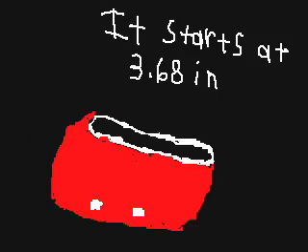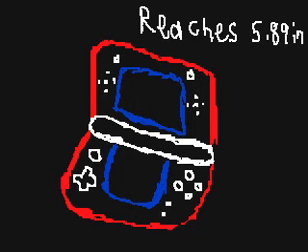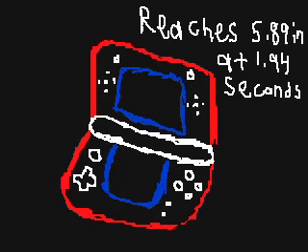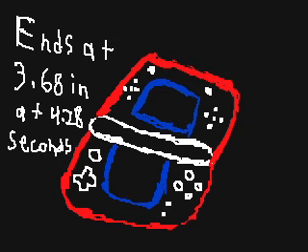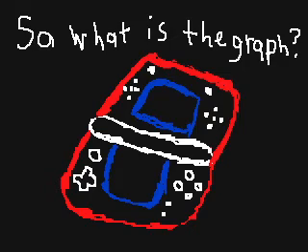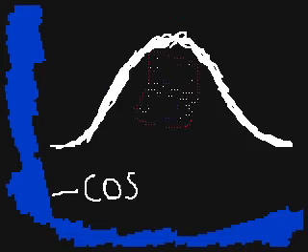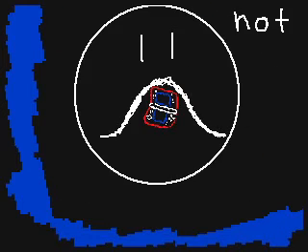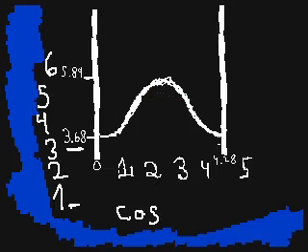The 3DS starts at 3.68 inches, reaches 5.89 inches at 1.94 seconds, and ends at 3.68 inches at 4.28 seconds. So what's the graph? Well, it's a negative cosine due to how it opens up. It makes a frowny face and not a happy face.